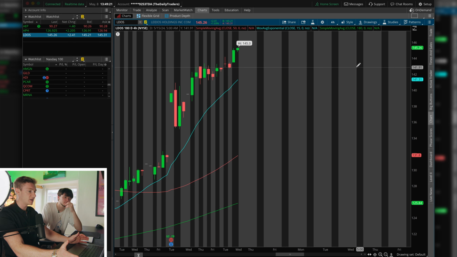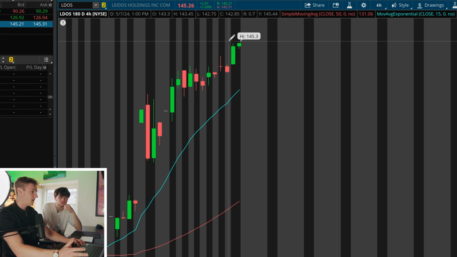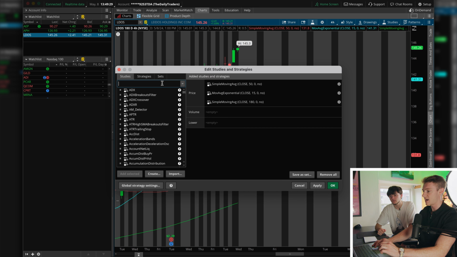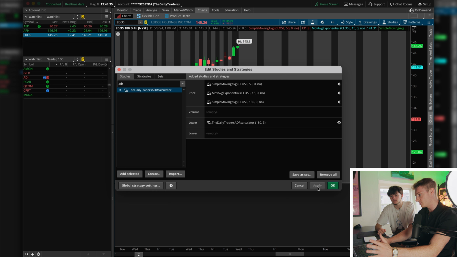I would say, looking at this chart, if this thing gaps up any more, and I actually created a tool, I'll go ahead and apply this real quick to show you exactly where I look to close this. It's called the Daily Traders ADR calculator. This is on TOS. I'll apply this, and I'll put this in the description if anyone else wants to use this.